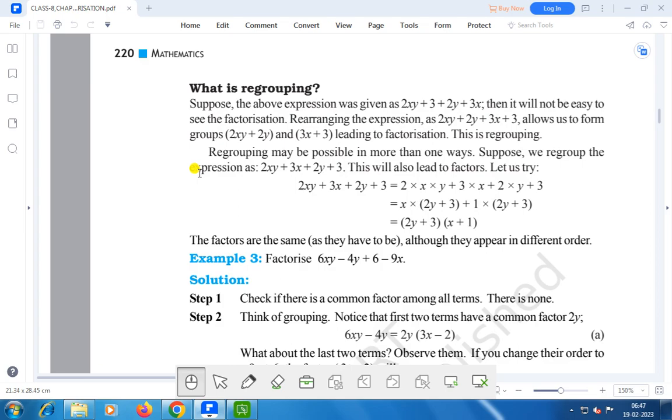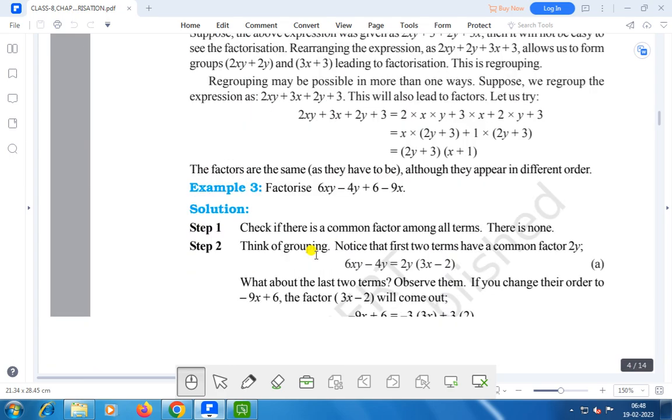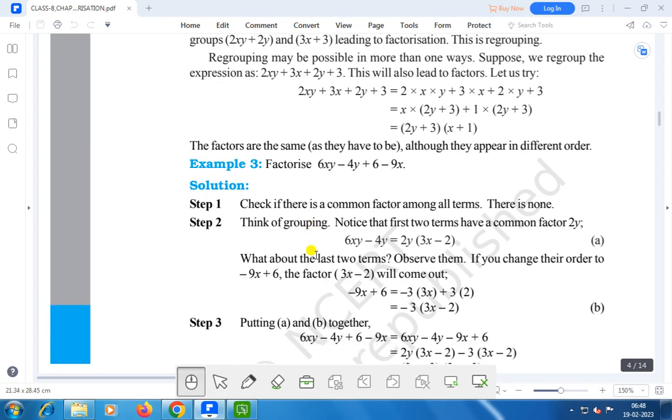Regrouping may be possible in more than one way. Suppose we regroup the expression as 2xy plus 3x plus 2y plus 3. This will also lead to factors. Let us try: 2xy plus 3x is x into 2y plus 3, plus 1 into 2y plus 3, which gives 2y plus 3 into x plus 1. The factors are the same as they have to be, although they appear in a different order.